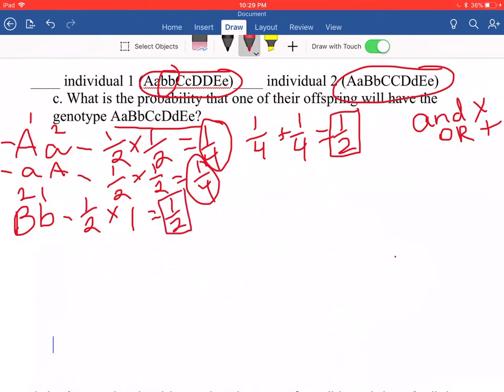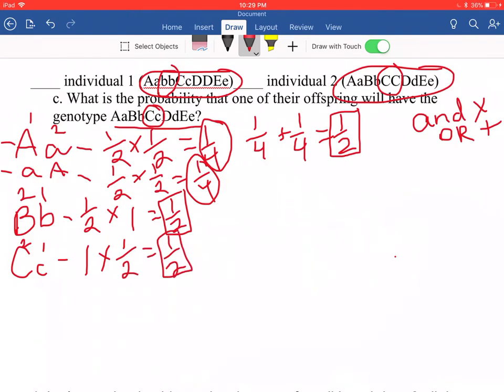Okay. Let's look at the C's. We are interested in the big C, little c combination. So when we take a look here, we can see that individual 2 only has big C's to pass on. So this has to be passed on by individual 2, which means that little c must get passed on by individual 1. So what is the probability that individual 2 will pass on a big C? That is 1. What is the probability that individual 1 will pass on little c? That is a half. And so our probability for getting that allele combination in C is a half.